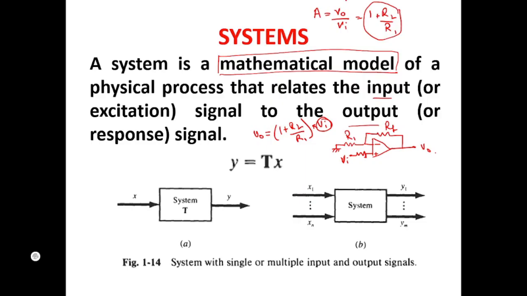1 plus R2 by R1 is basically a mathematical model which helps us in connecting the input with that of the output. So basically if you see, your V0 is directly proportional to the Vin. Am I right? V0 is directly proportional to the Vin, and if we apply this mathematical model which is given by A over here, then we get V0 equals A into Vin, right?